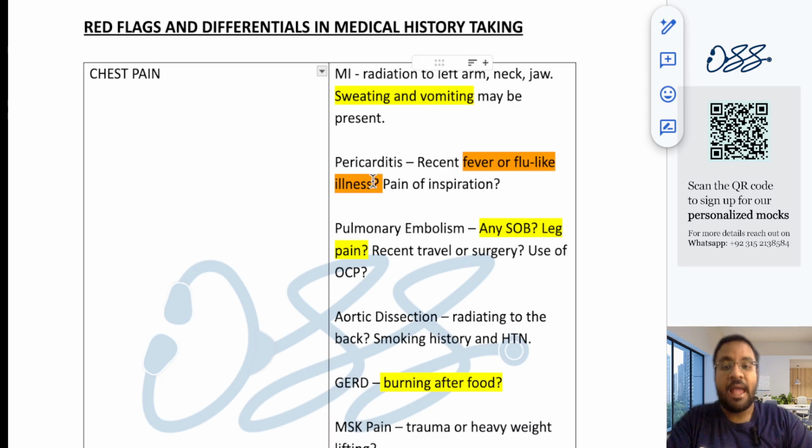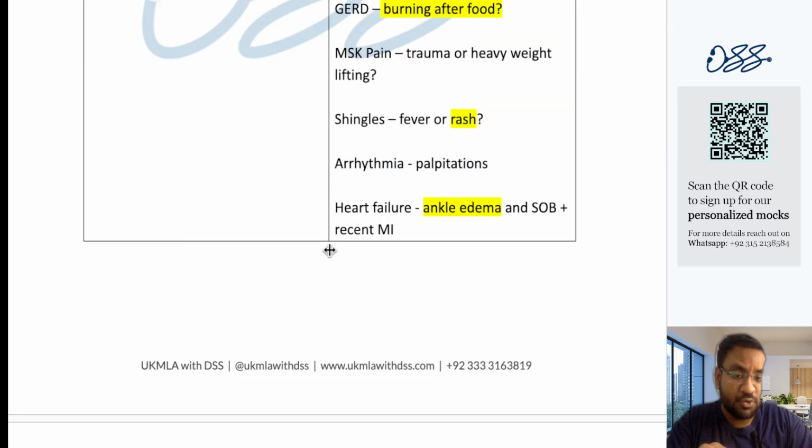I've prepared a list of all the differentials and the questions that you need to ask in order to rule out that particular differential. I'm not going to go into a lot of detail and read all of them, but I'm going to scroll it down so that you can have an idea. If you want to take a screenshot to make sure that it's there in your notes, you are welcome to do so as well.